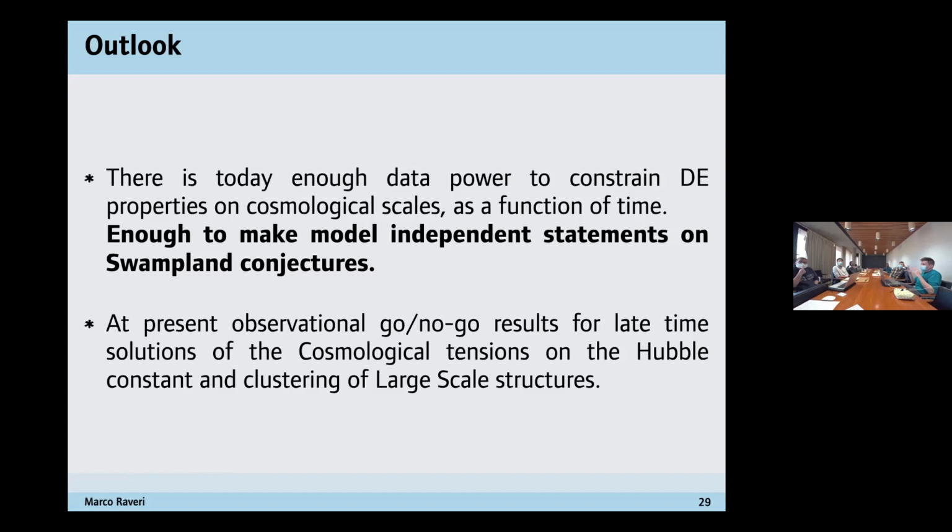And these exercises are so general that they are basically observational no-go theorems when it comes to tensions, showing that at late times we can basically relieve the tension over the amplitude of clustering of class-based structures, but just go halfway with the Hubble constant tension.